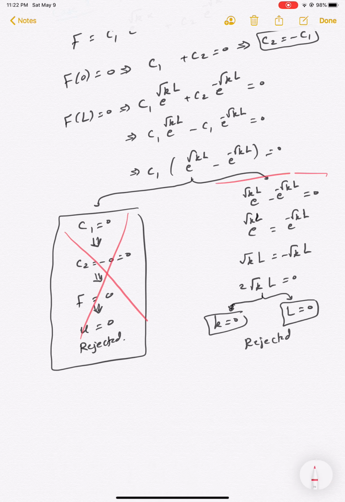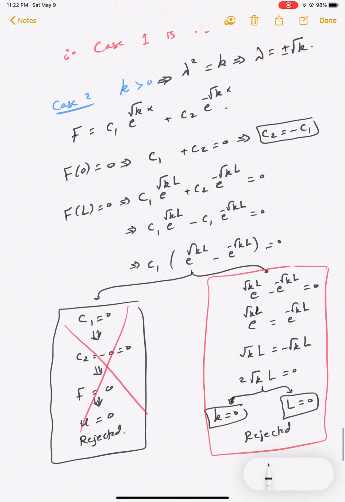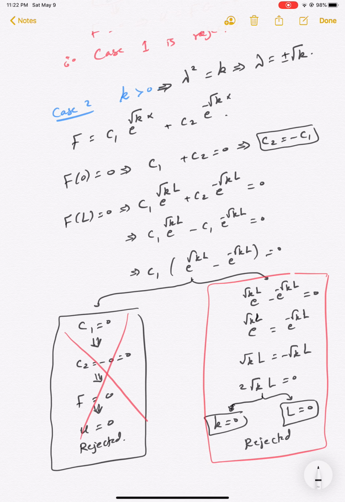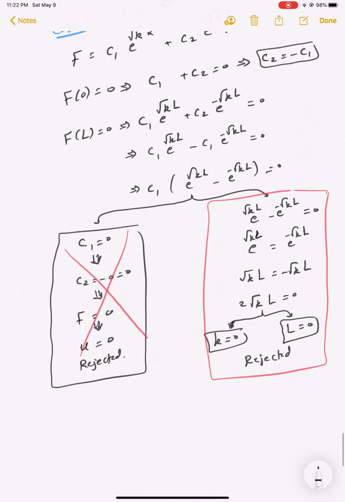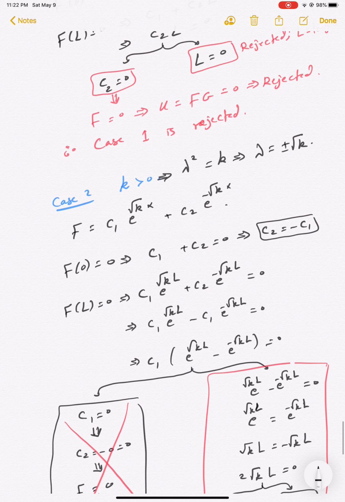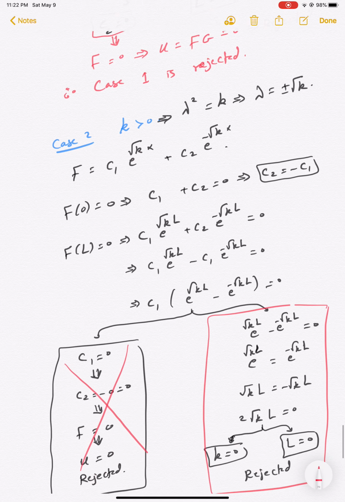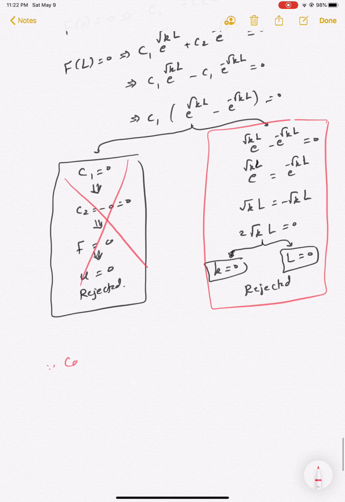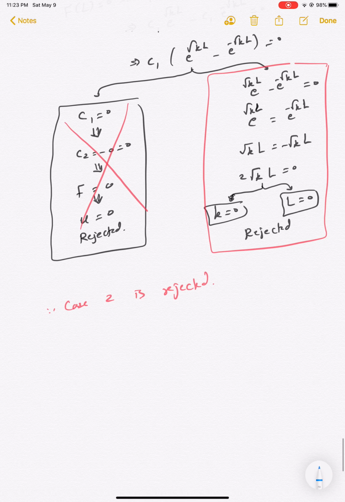So what does this mean? We started the second case, that k is positive, and we discovered that everything that results from this case is rejected. So again, my conclusion is like the first case. Case 2 is rejected. So far we have two rejected cases. K cannot be positive, k cannot be 0. So maybe the third case is like our lucky case.